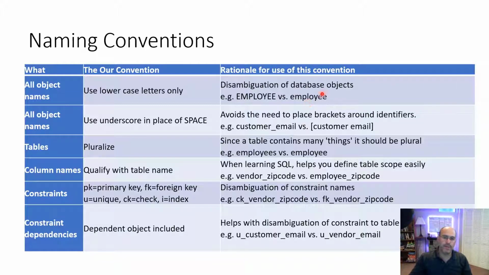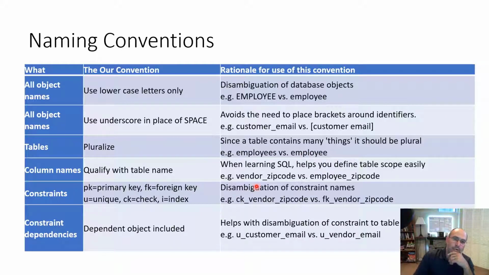Table names will just be what they are. Object names will use underscores if I ever need to use a space, rather than delimiting with brackets like this and putting a space in there. Just make my life easier and use underscores. All my tables will be plural because they contain more than one thing. So it's a table of employees because it has many employees in the table.